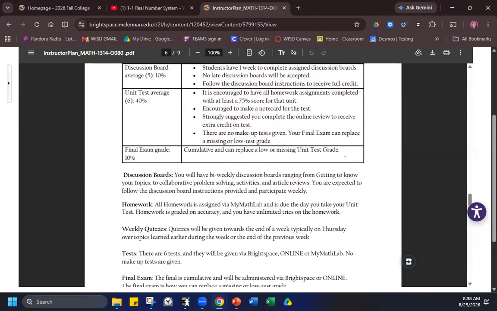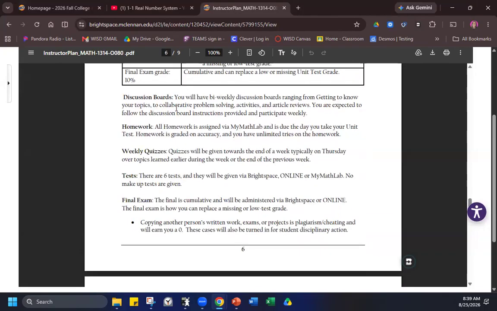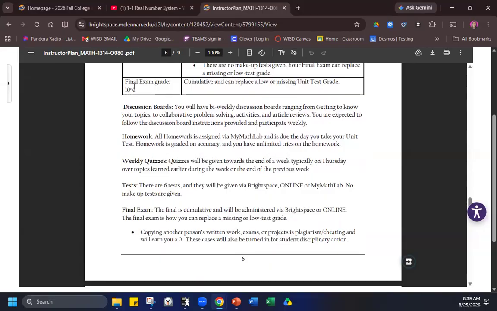There are no makeup tests given. So if you know that you're going to be absent before a test, you need to communicate that so that you can take the test prior to. The other thing is if you do miss one test or you fail a test, your final exam plays double duty. Okay. Your final exam is 10% of your grade, but also your final exam can replace your lowest or missed test grade if you score higher on your final exam than one of them. Okay. Your final exam is 10% of your grade.